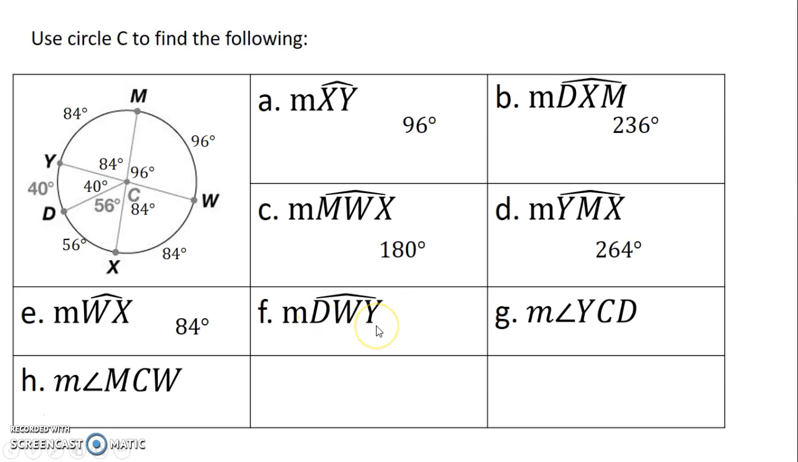I see 3 letters, so it's either a major arc or a semicircle. When I go find it, I'm going to start at D. I'm going to head the short way to Y. Sorry, that's the letter W. And then not finish until I get to Y. So those are a bunch of adjacent arcs.